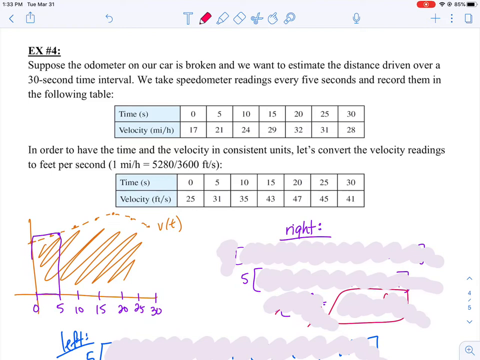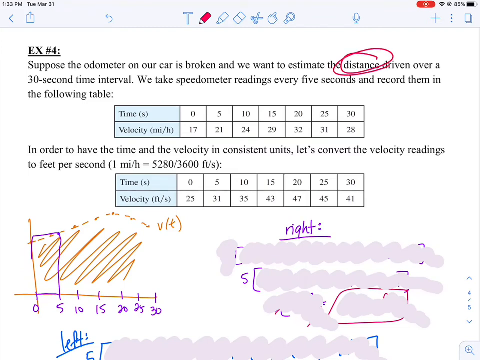Sorry. So we want to estimate the distance driven over the 30-second time interval. We take speedometer readings every 5 seconds and record them in the following table. And so at 0 seconds, we're traveling at 17 miles per hour. At 5 seconds, we're traveling at 21 miles per hour, and so on. So we have times and we have velocities.